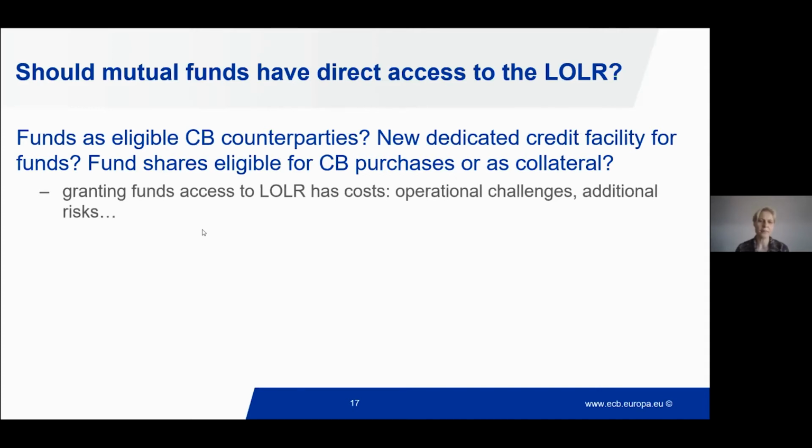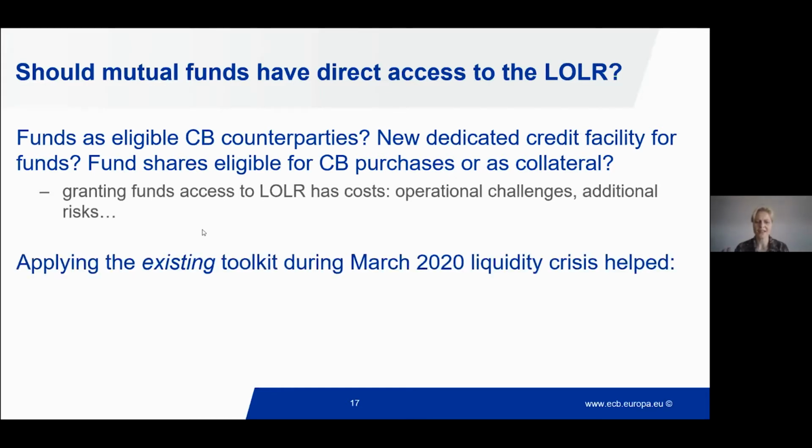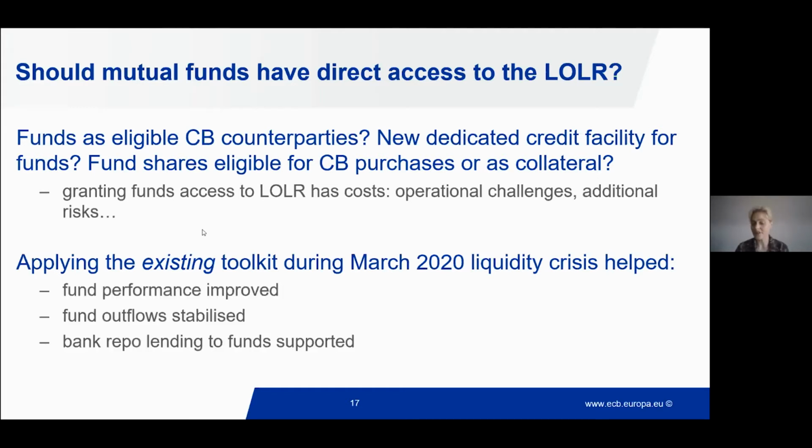What we try to do in this paper is to say the following: what if we don't do any of these new things? What if we just see how the existing toolkit worked out during this unprecedented liquidity crisis in March 2020? And what we find is that the existing toolkit was actually helpful in terms of alleviating the liquidity crisis for funds. Their performance improved upon PEPP announcement, their outflow stabilized upon PEPP announcement, and with LTROs, bank repo lending to funds was supported. So as we think about the cost-benefit of allowing potentially non-banks to access the lender of last resort, I think it would be interesting to take these findings into account for this trade-off between costs and benefits. Thank you so much.